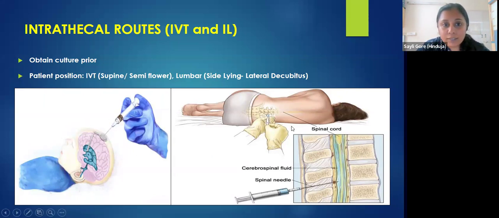So for intrathecal, the patient is lying. For the intraventricular injection, the patient is positioned in either a supine position or in a semi-Fowler position, like he is slightly elevated, or he's lying down completely. For intrathecal lumbar administration, the patient is positioned in a side-lying lateral decubitus manner. This is usually done just for the ease of administration and even for the extraction of CSF.